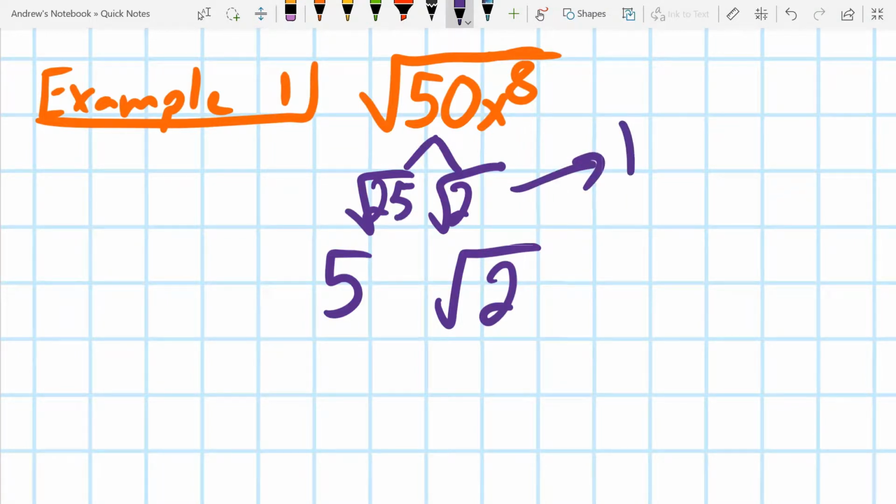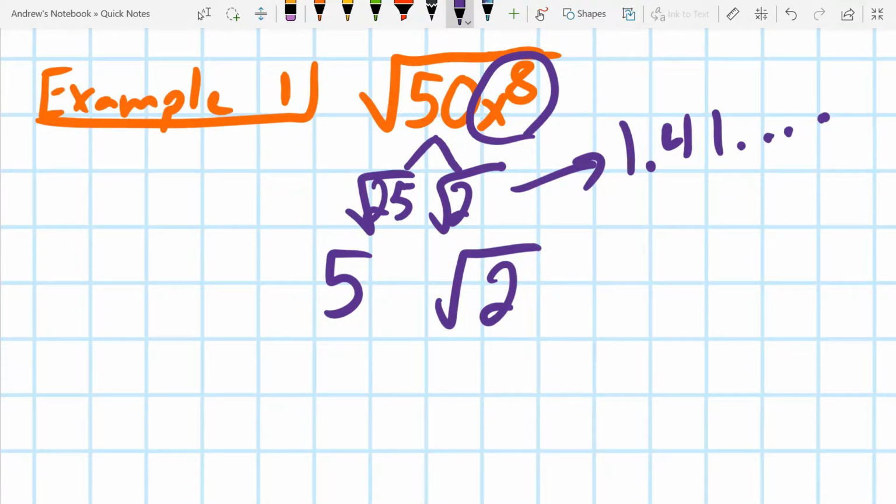That ends up giving you like 1.41 dot dot dot, and it goes on forever. So we're going to leave the ugly decimals as square roots. So we're going to just leave it as 5 square root 2. But we also have x's.